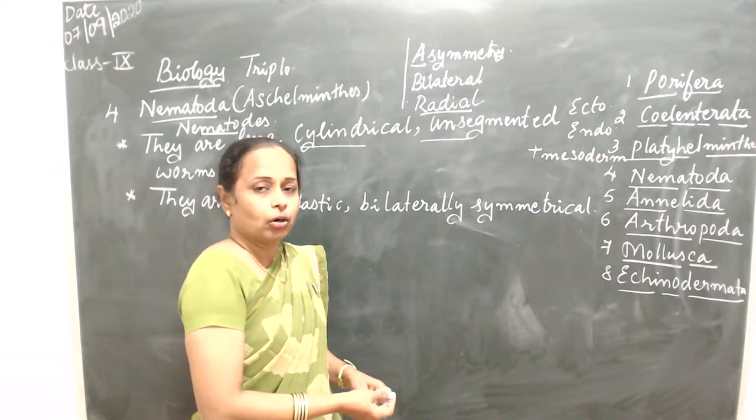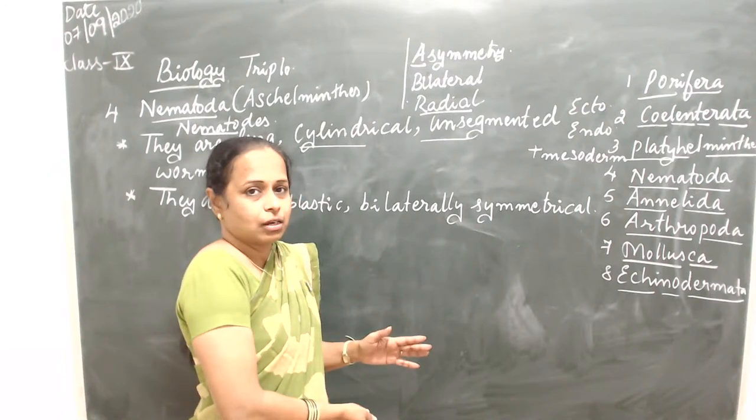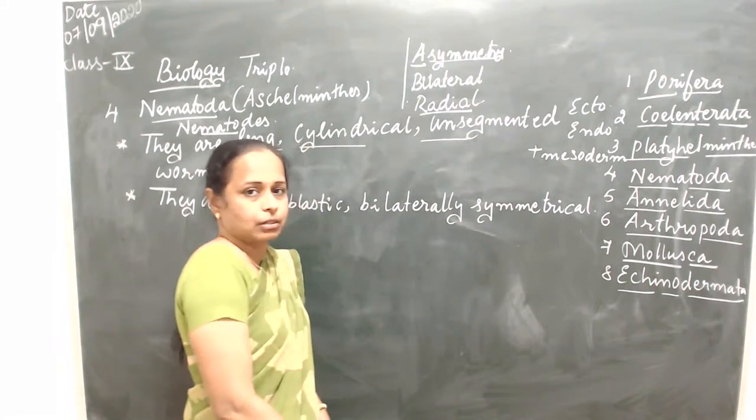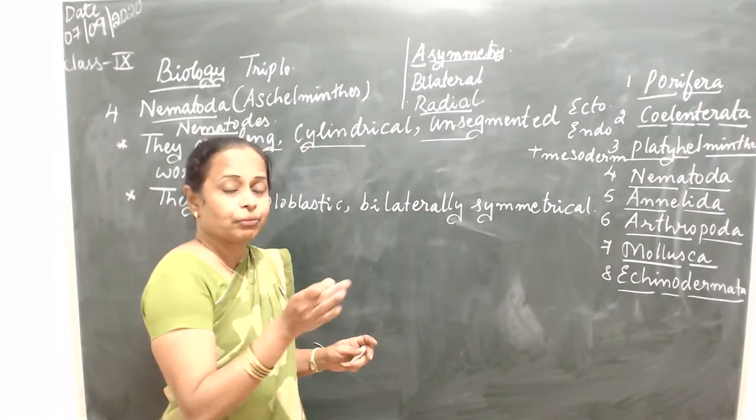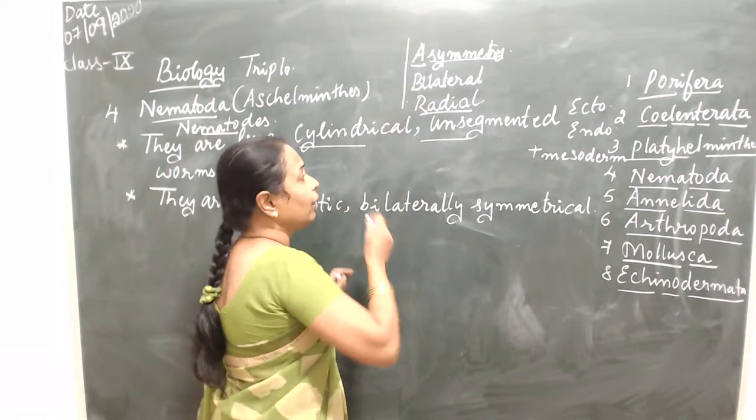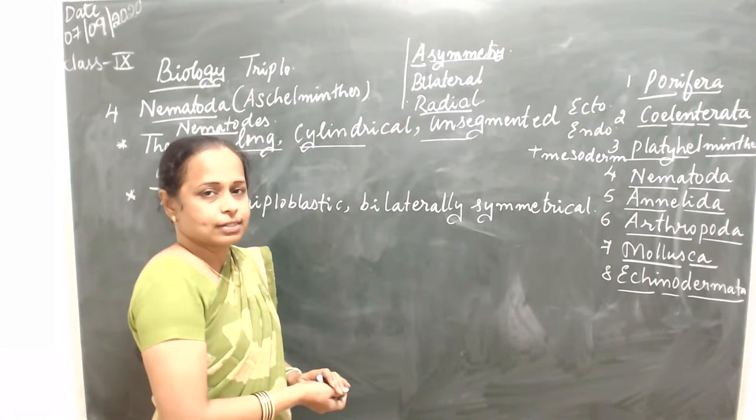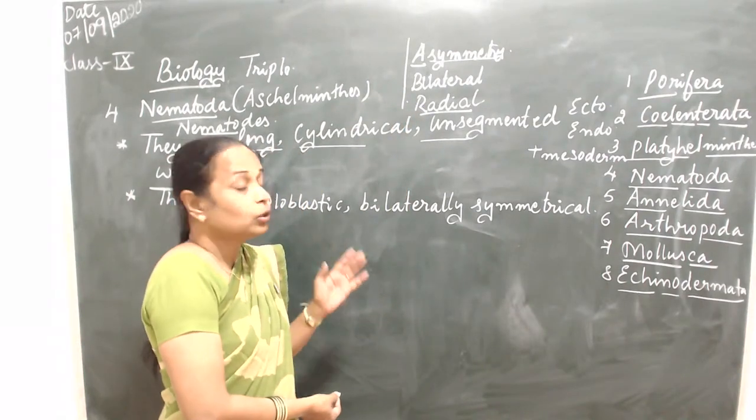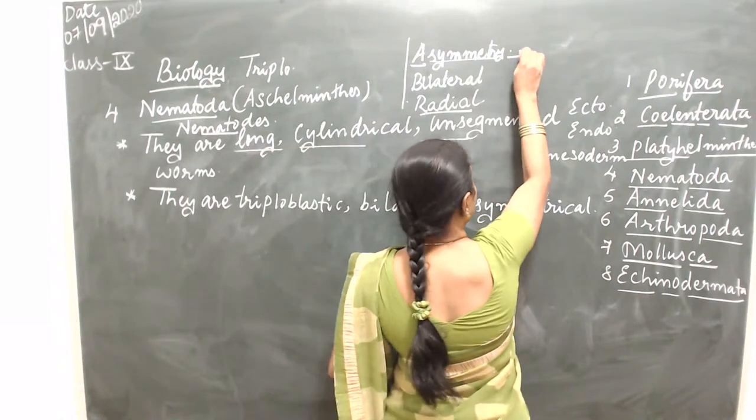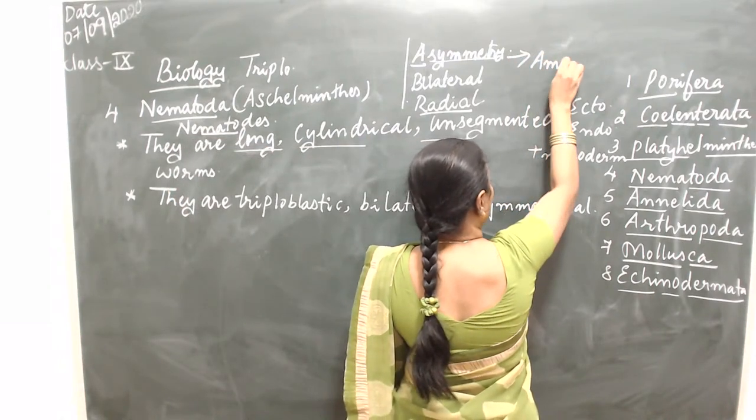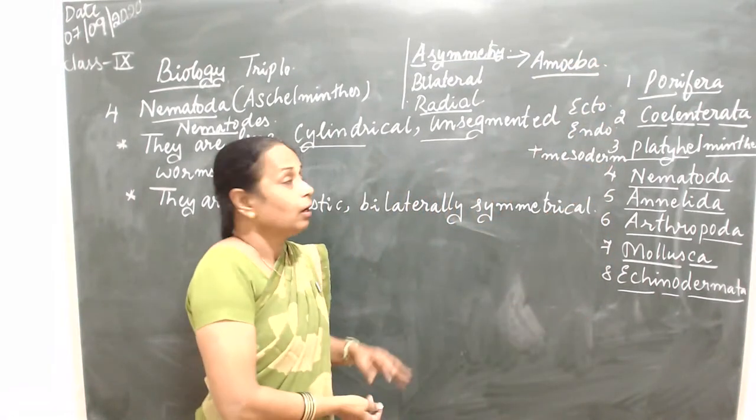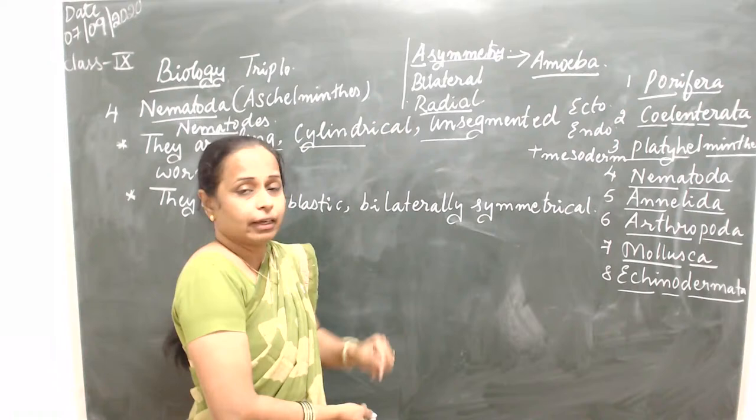symmetry is about the angle of division. When you divide the organism from any axis or any angle, the angle of bifurcating an organism is what we call symmetry. So when you take any angle and try to divide an organism, if it is not possible to get two equal halves, then it is asymmetric. The best example is the amoeba. We don't use the word asymmetry throughout our phyla, but we will be using bilateral and radial.